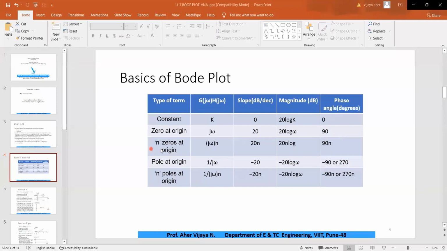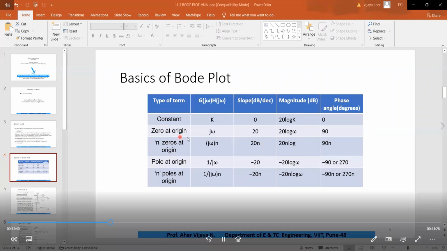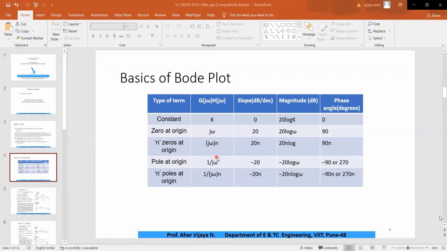Now next, n number of zeros at origin. Suppose the next type of term is n zeros at origin. So at that time, what you have to do? You have to multiply that number of zeros with n. Earlier there was only one zero at origin, and you took j omega. For n zeros at origin, you have to take j omega into n. Similarly here, for slope, 20 dB per decade into n.